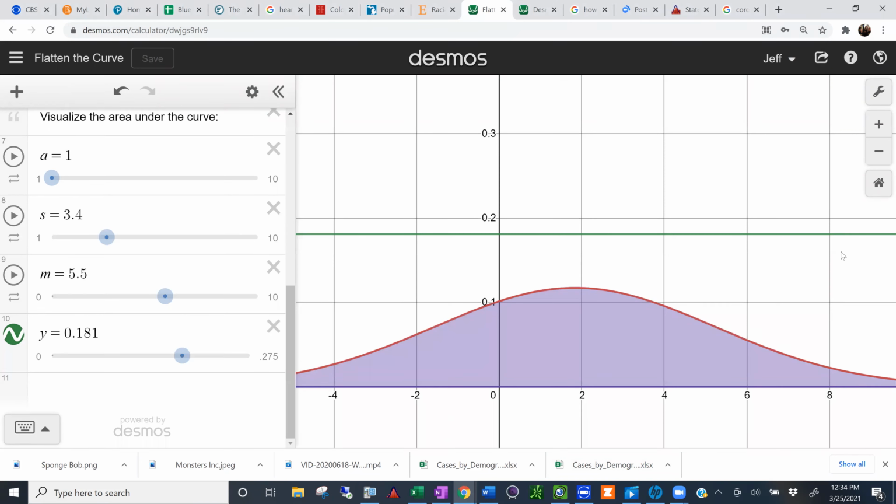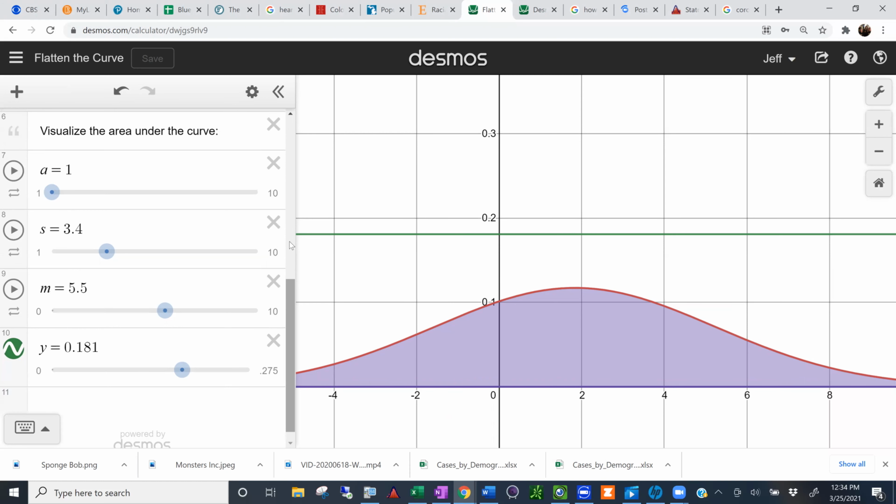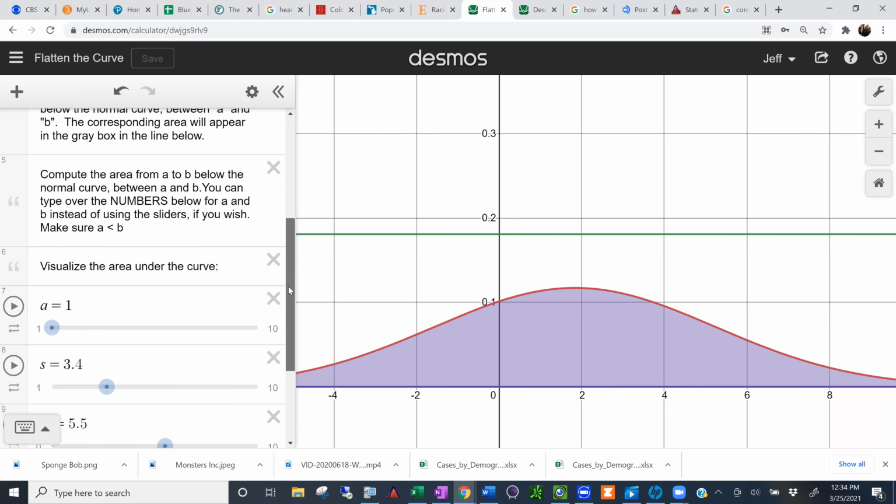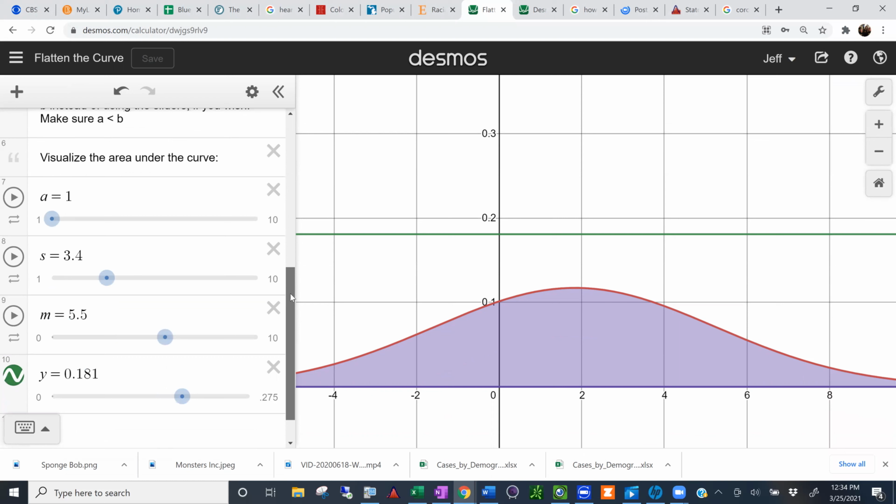How spread apart it is. Yeah, thank you, Jalen. How spread apart it is, how spread out the data is from the mean. Now, the link that I sent you takes you to a web page like this. It's a Desmos web page. And let's look at a couple different things about this curve here.